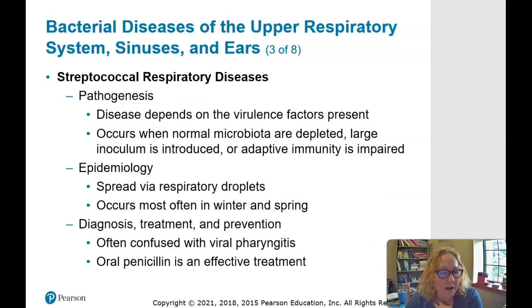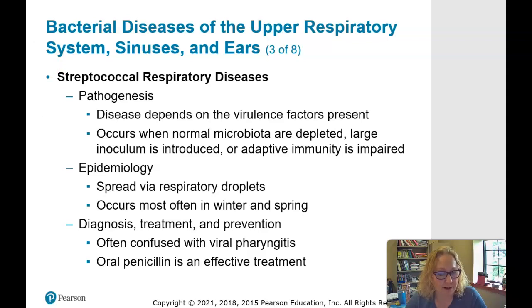Disease depends on the virulence factors present. It occurs when normal microbiota are depleted, a new strain is introduced, or your adaptive immunity is impaired, and this is when your streptococcus goes crazy.